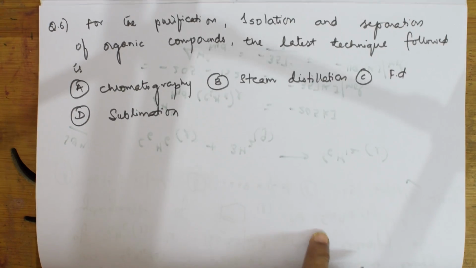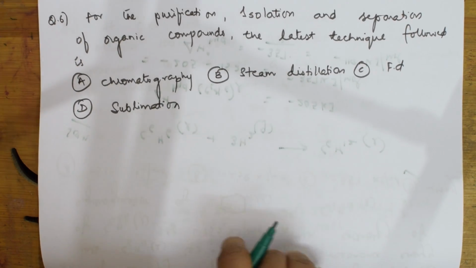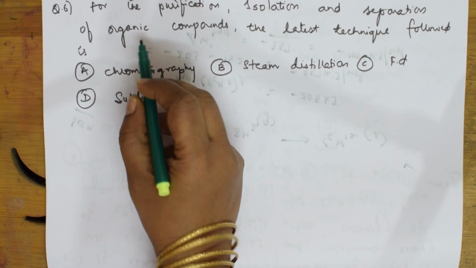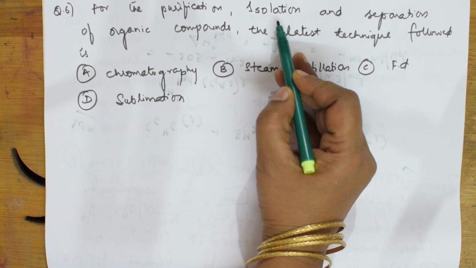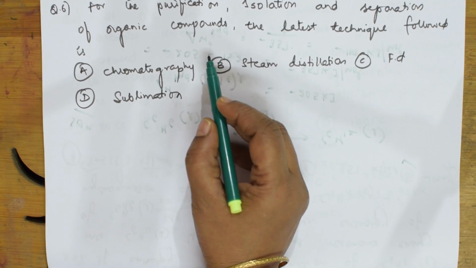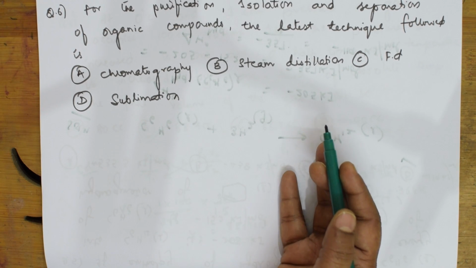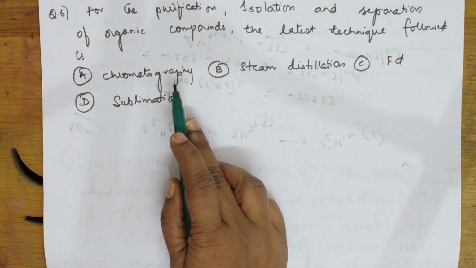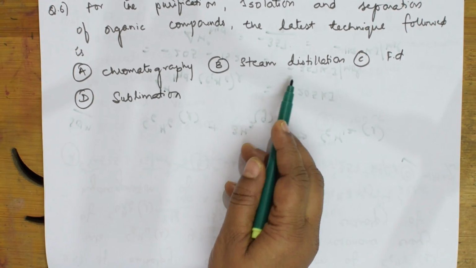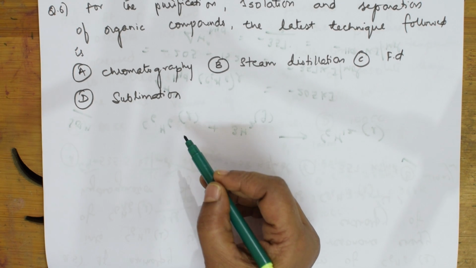Now let's come back and read the next question, students. Very easy question, I believe. Let's see this. What do they give us? For the purification, isolation and separation of organic compounds, the latest technique followed is, so for purification, isolation and separation, what is the technique? They've given us 4 different techniques here: chromatography, steam distillation, fractional distillation and sublimation.